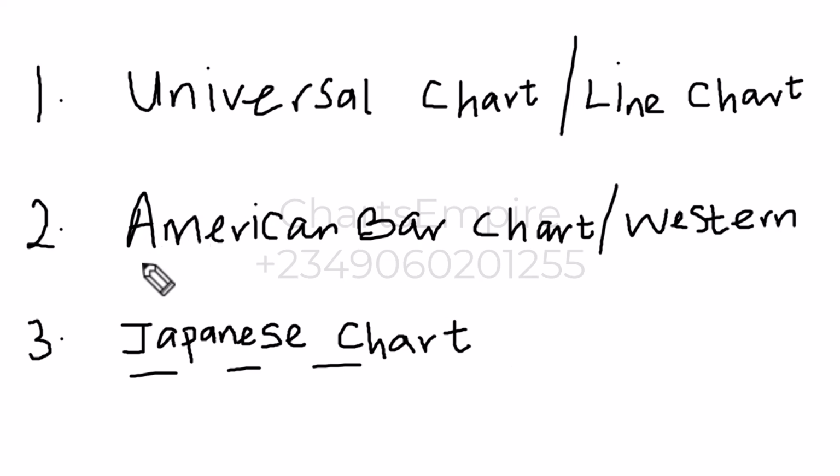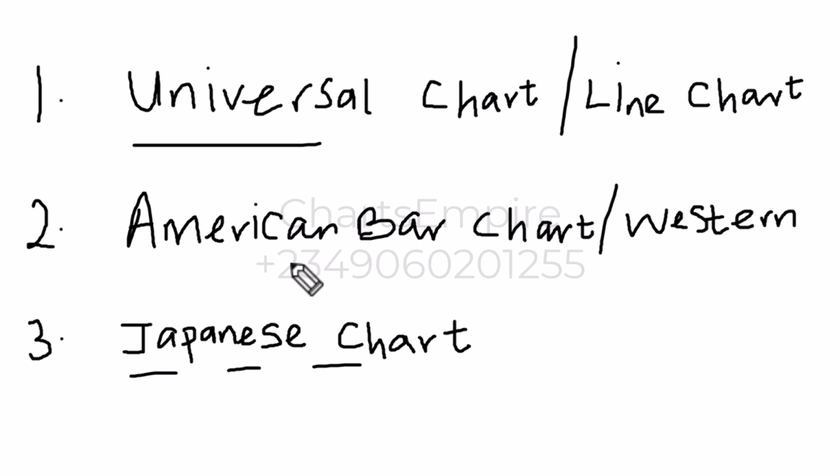Now we have the American bar chart, which is majorly used by Westerners, and we have the universal line chart, which is used by almost all traders around the world. What is the universal chart all about? What is the American bar chart or Western chart all about? And what is the Japanese chart all about? First, let's treat the line chart. Then next we move on to the American bar chart, then the Japanese chart.